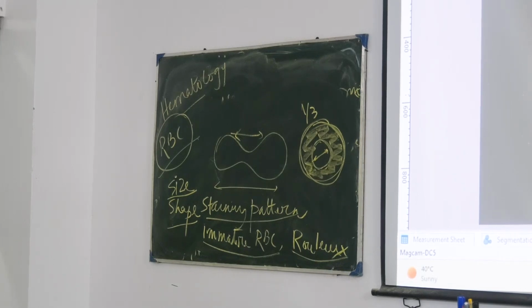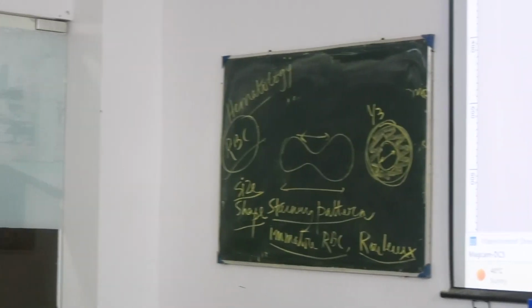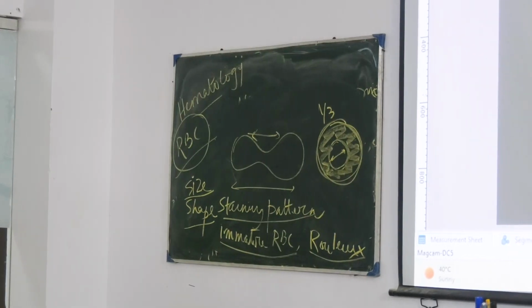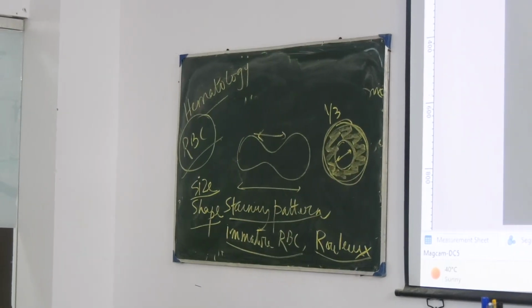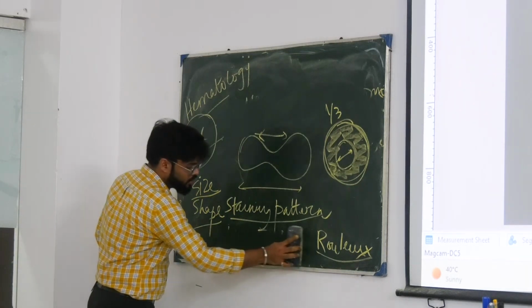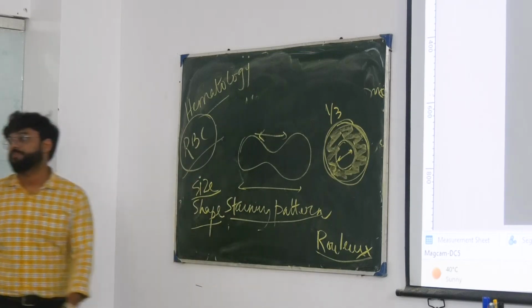Normal level of reticulocyte in an adult person. It's a range, 1.5 to 4.5%. Normally within 2%. So this is all about immature RBC.